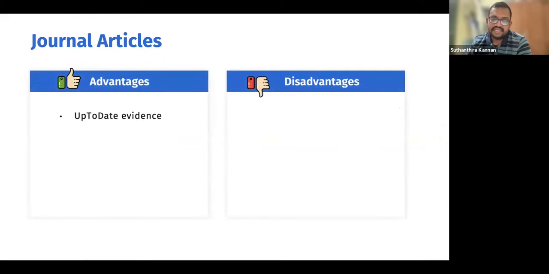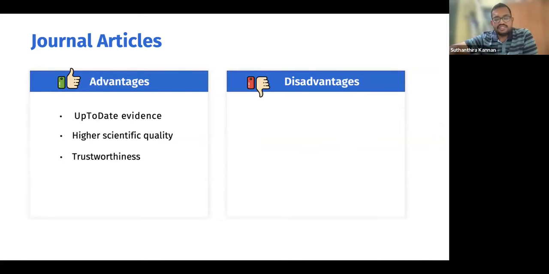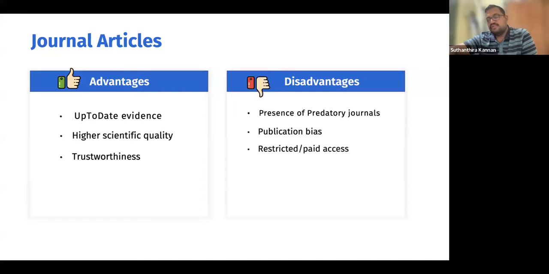What are the advantages of journal articles? They are up to date. They have higher scientific quality and trustworthiness, because most are peer reviewed. The presence of predatory journals may be a difficulty. Publication bias may come, or restricted access. Most good journal articles may have restricted, paid access. In that case, you may mail the author to send the article. Most of the time they will send it, because they also want their article to be read.